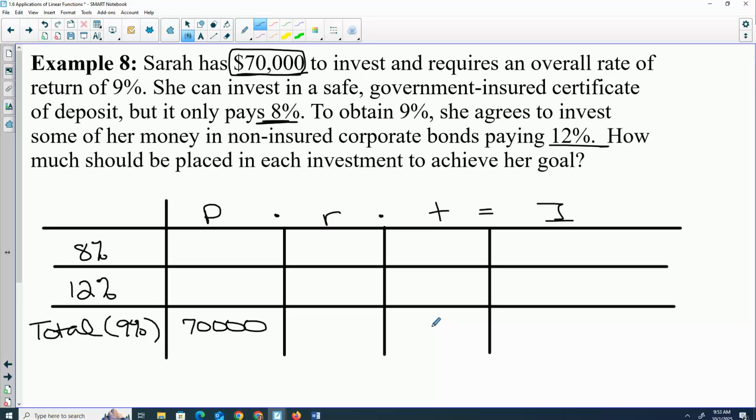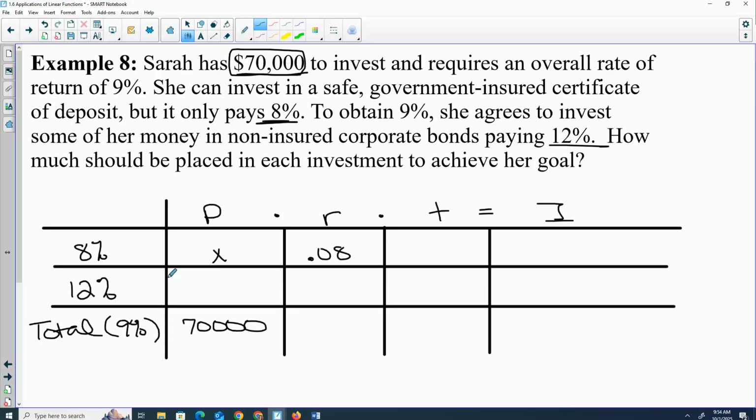Now, we are going to put some of it in the government-insured certificates of deposit. Do I tell you how much? I just said some of it, so what should I call that? X. Okay, 8%, so my rate would be? Okay, we put some of it in the bonds paying 12%. I don't know how much, but can I call that one X also? No, because I can't say that they're the same. What would I do instead?